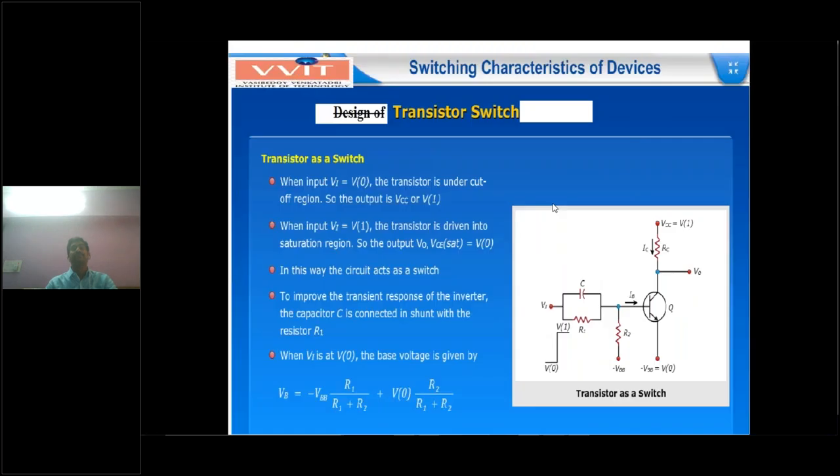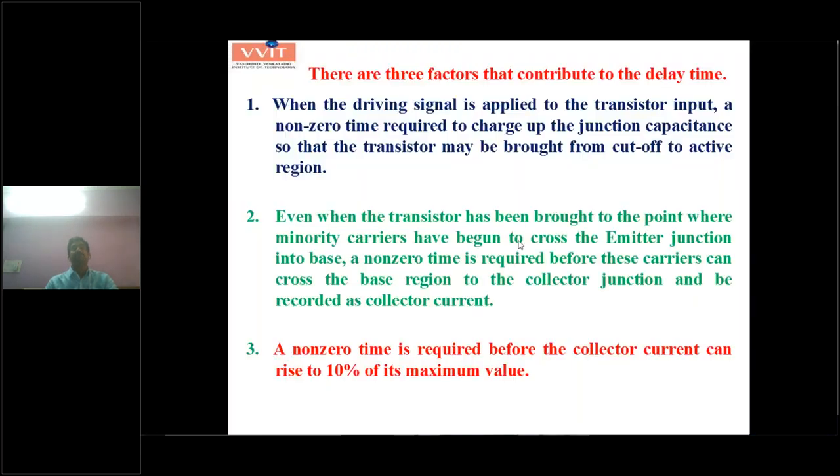Second one, the emitter junction to base to collector. It takes some time delay, and a non-zero time is required to rise from 0 to 10%. These are the three reasons why the delay time is required.